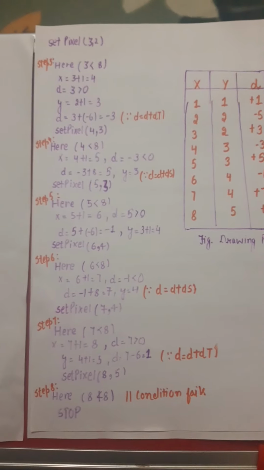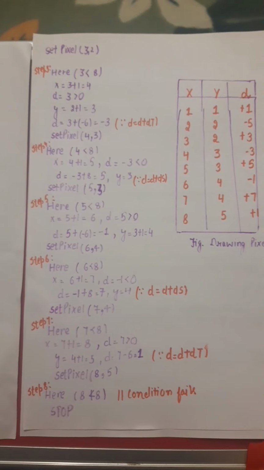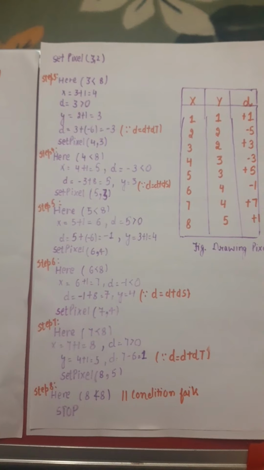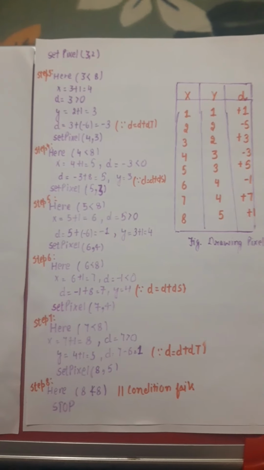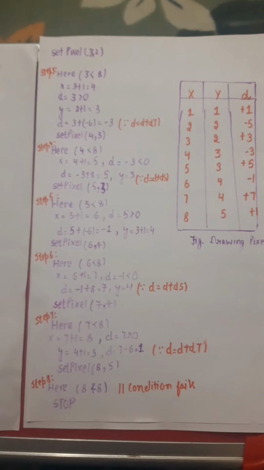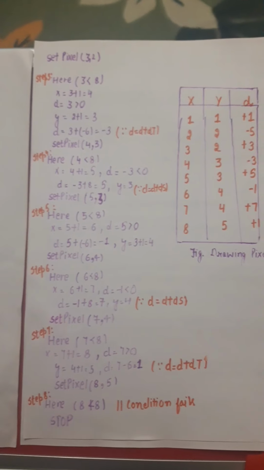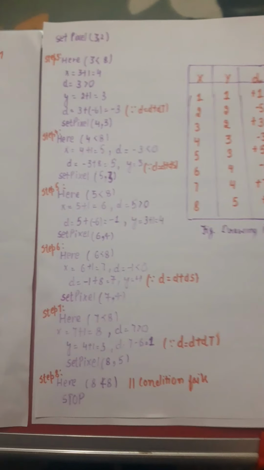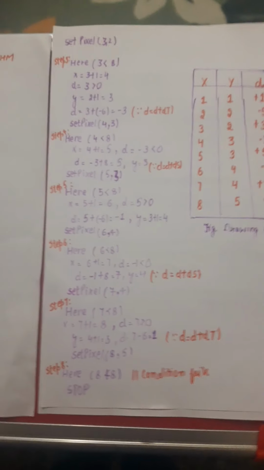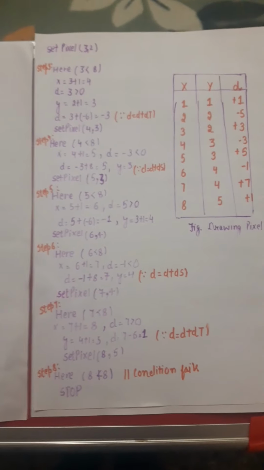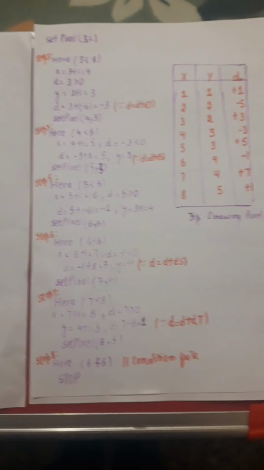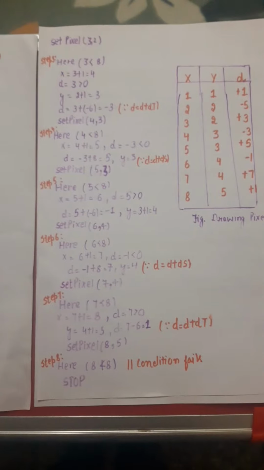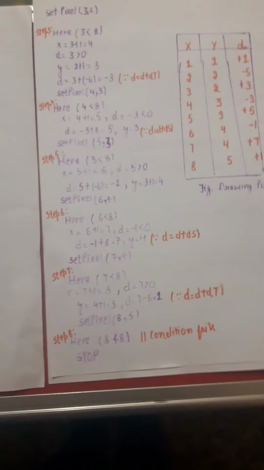In the next step, 5 is less than 8, so we will increment the value of x by 1. x is 6, d equals 5, that is greater than 0. In that case, we will increment the value of y, and also d is given by d plus dt, that is minus 1. So we have plotted the new pixel, that is 6, 4. Next is 6 less than 8, so x is incremented by 1. Since d is minus 1, less than 0, in that case, we will take the value of d as d plus ds, and we will not increment the value of y. So the new pixel is 7, 4.